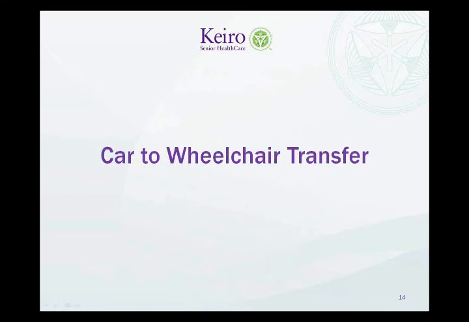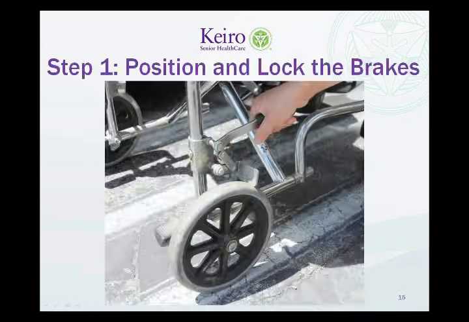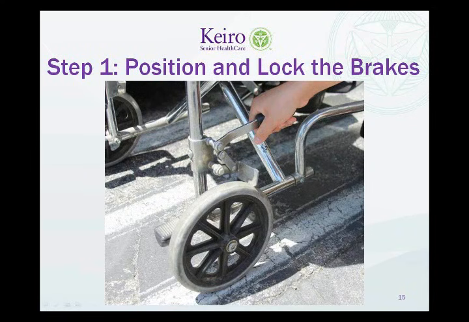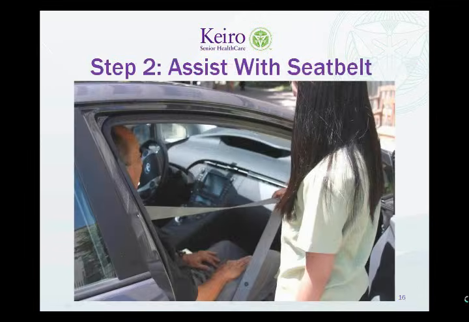Now we will show you how to transfer from the car to the wheelchair. Step 1. First, unfold the wheelchair and position it behind the passenger door and alongside the car. Next, lock the brakes to ensure that the wheelchair does not move while transferring. Step 2. Open the door and ask the care recipient to remove their seatbelt or assist them in doing so. Be sure to inform the person about the transfer, including the steps and what they can do to help you.